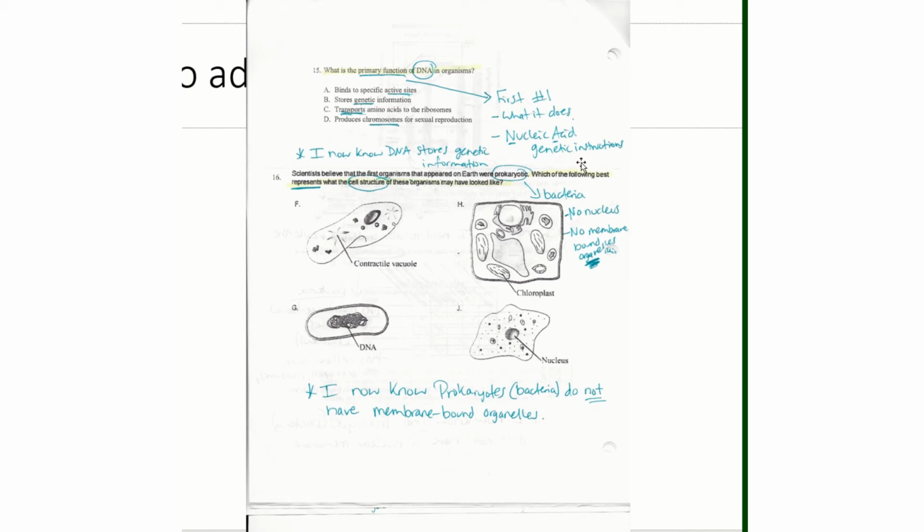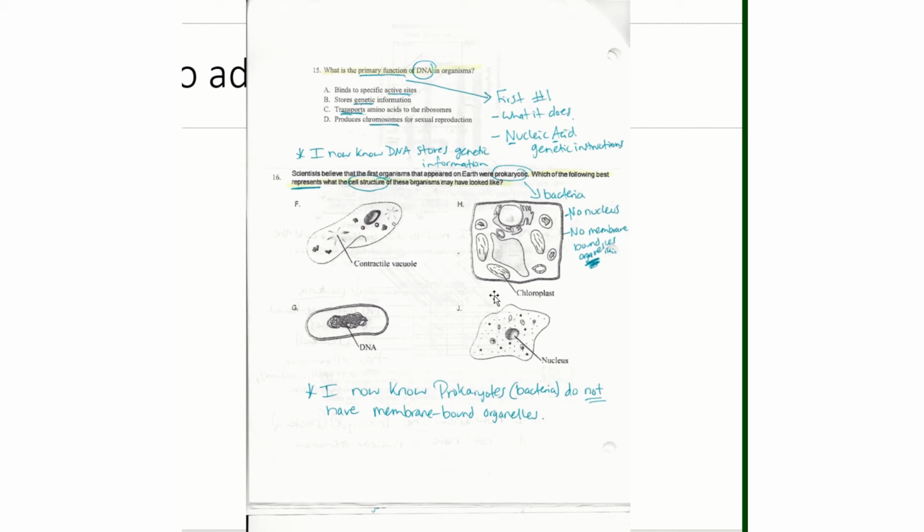Isn't that what we wrote here? Transports amino acids to the ribosome? No, that's protein stuff. Produces chromosomes for sexual reproduction? Sure, it makes chromosomes for sexual reproduction, but before that, I have to know, well, whose, right? Whose sexual reproduction? Is this going to be a female or male? Is it going to be the hair of the person or the skin? You need to know the genetic information first so you can know what chromosomes are being made. So B was your answer. I now know DNA stores genetic information.